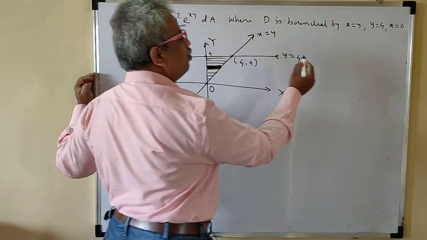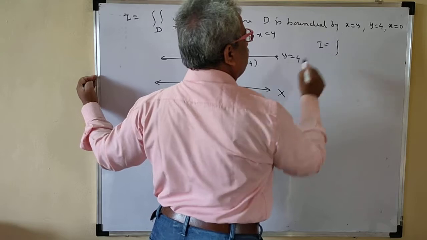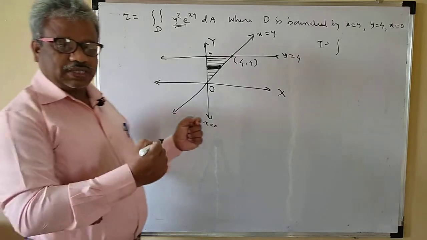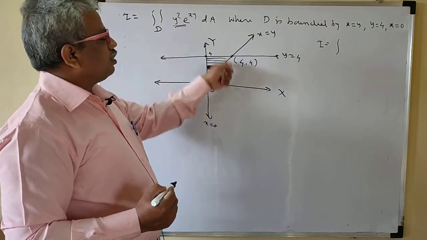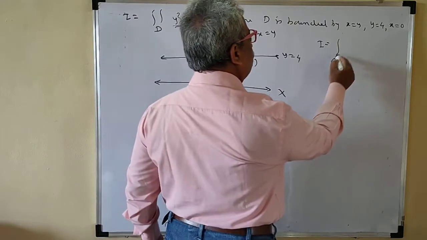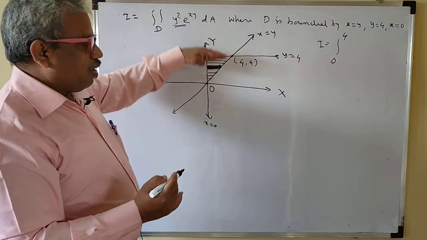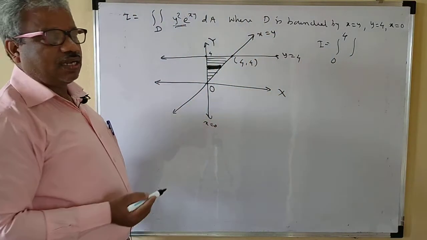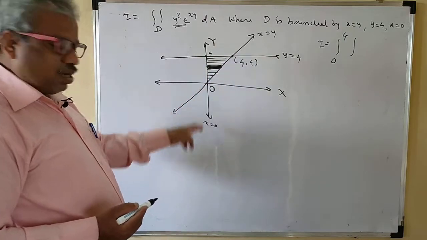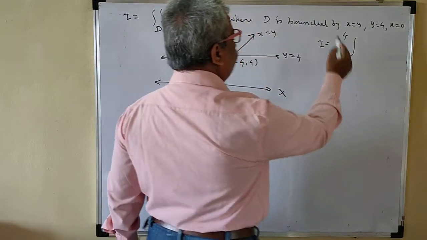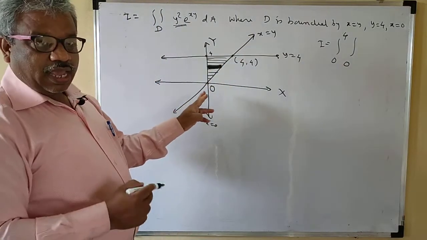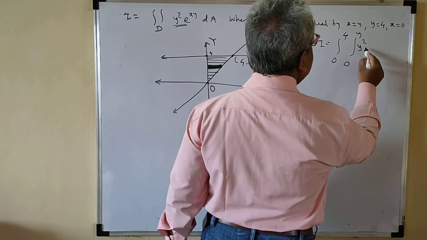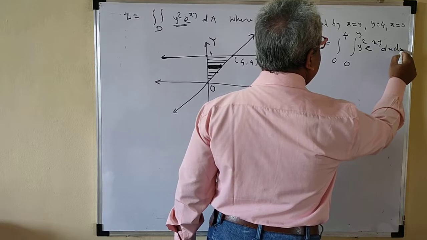Therefore I is equal to the integration. If you draw the strip parallel to the x-axis, write the limit of y as constants first. Your y starts from 0 and goes up to 4. Now your x: from the left curve to the right curve. Your left curve is x is equal to 0, and your right curve is y is equal to x. So that is the integral of y square e raised to xy dx dy.